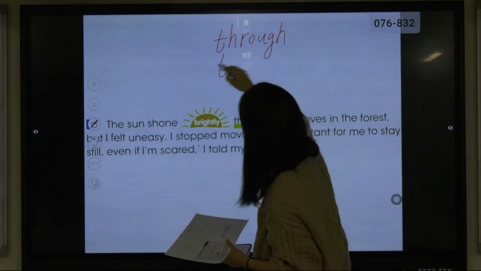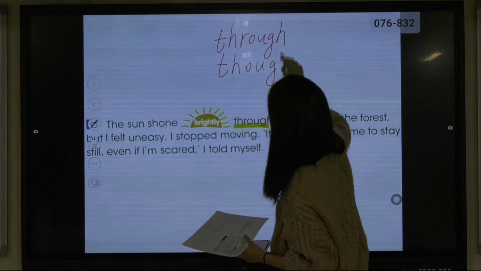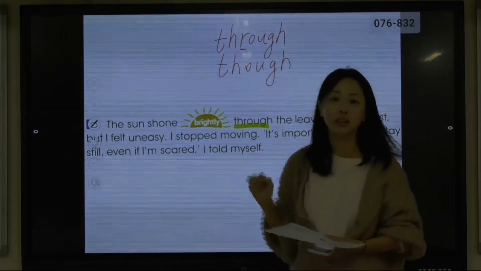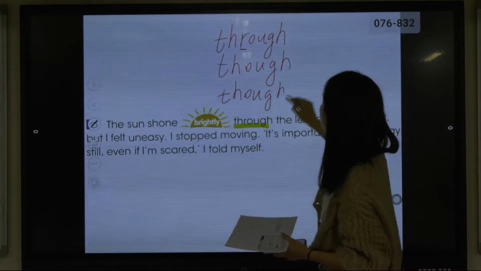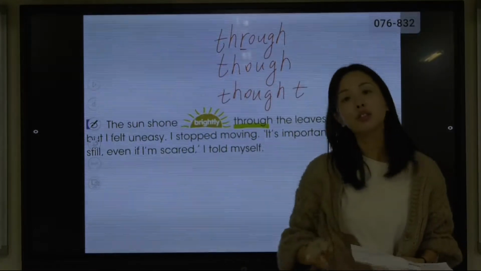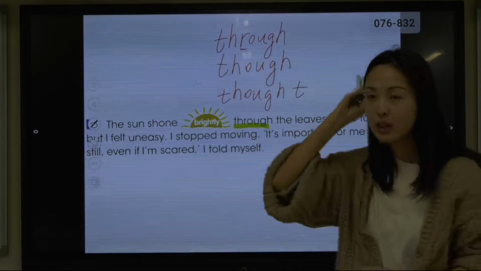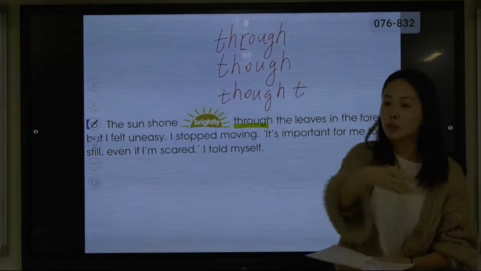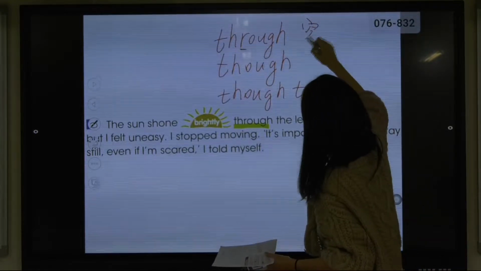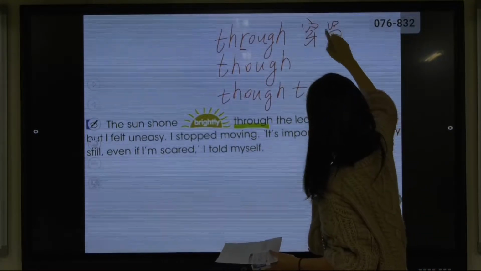And then the other one without R. Okay, and then another one with a T. So do you know the different meaning of these three words? Through the leaf in the forest. Through, 穿過, okay? It's a preposition.